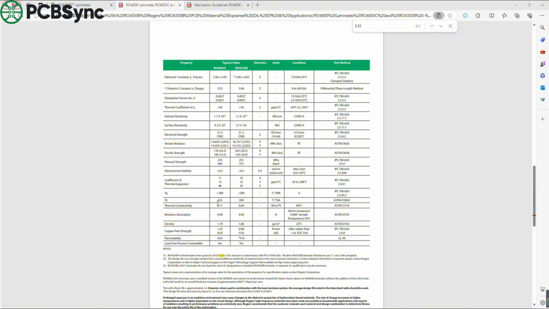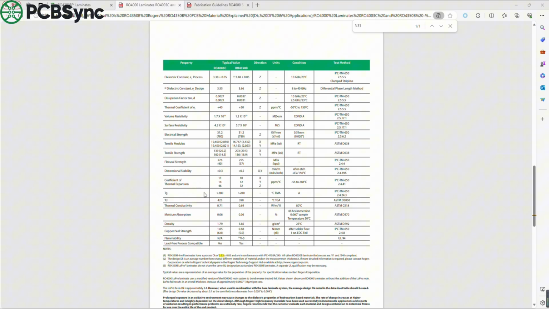Next, let's look at a few parameters related to heat resistance and reliability. RO4350B has a glass transition temperature greater than 280 degrees Celsius, and its typical decomposition temperature is 390 degrees Celsius. Both TD and TG reflect the thermal performance of the material, but neither can fully represent the overall reliability of a PCB during reflow soldering, thermal cycles, or long-term operation.